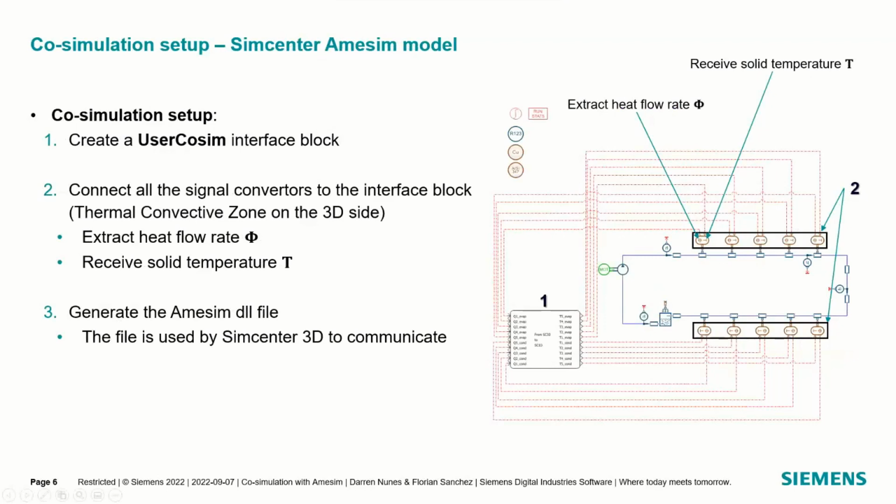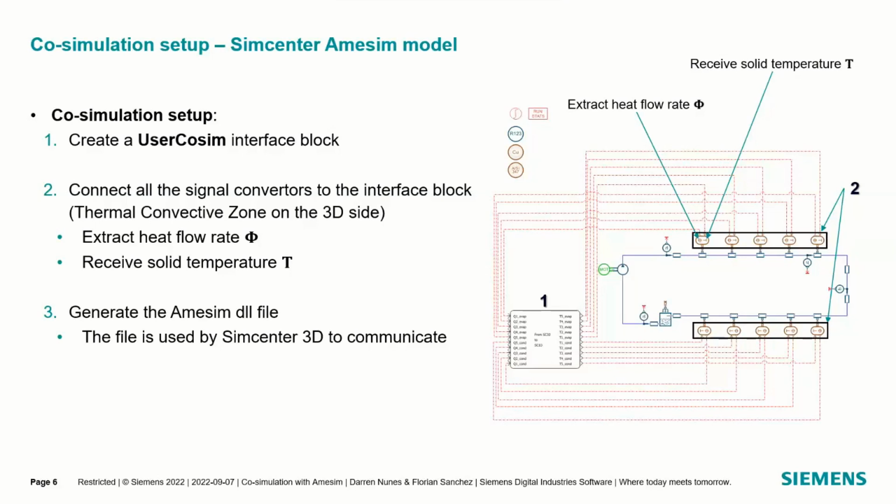So then the co-simulation setup can start. The first step for the AMSIM user is to create the user COSIM interface block. Several interface blocks are available to the SimCenter AmSim users, and the one for co-simulating with SimCenter 3D thermal multiphysics is the user COSIM. Then, since you have the interface block, you have to connect all the signal converters to the interface block. Basically, you connect each block to the thermal convective zone on the 3D side, as I mentioned before.